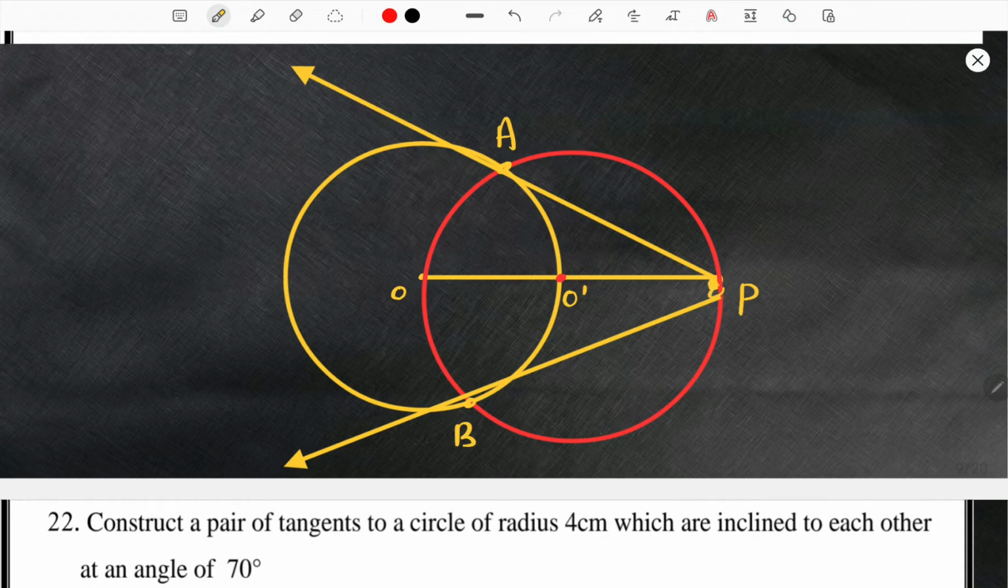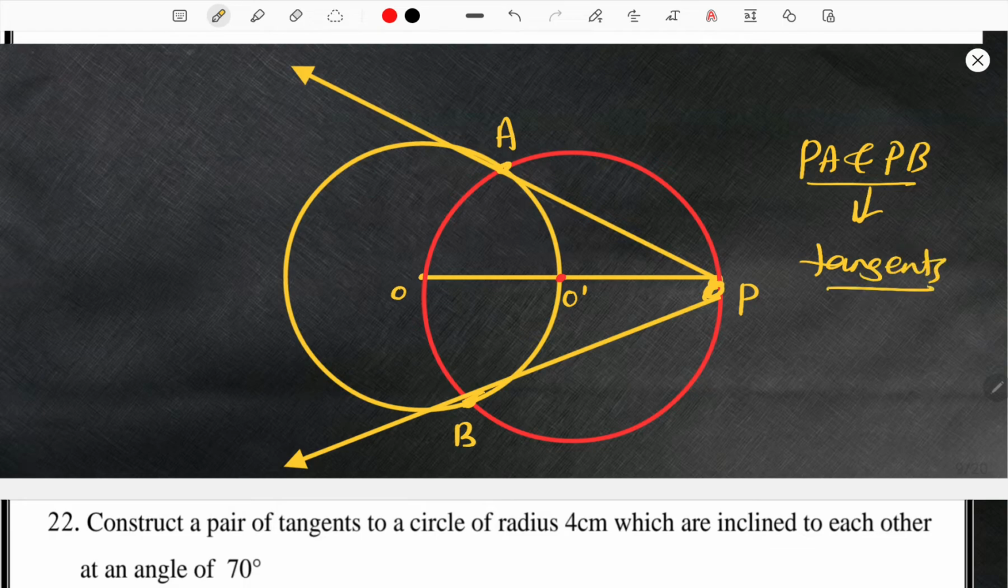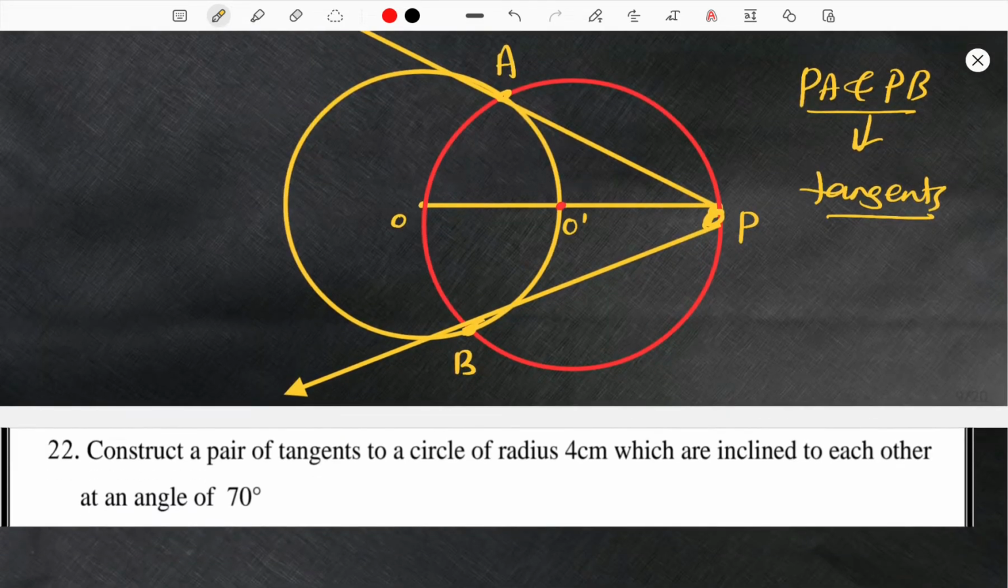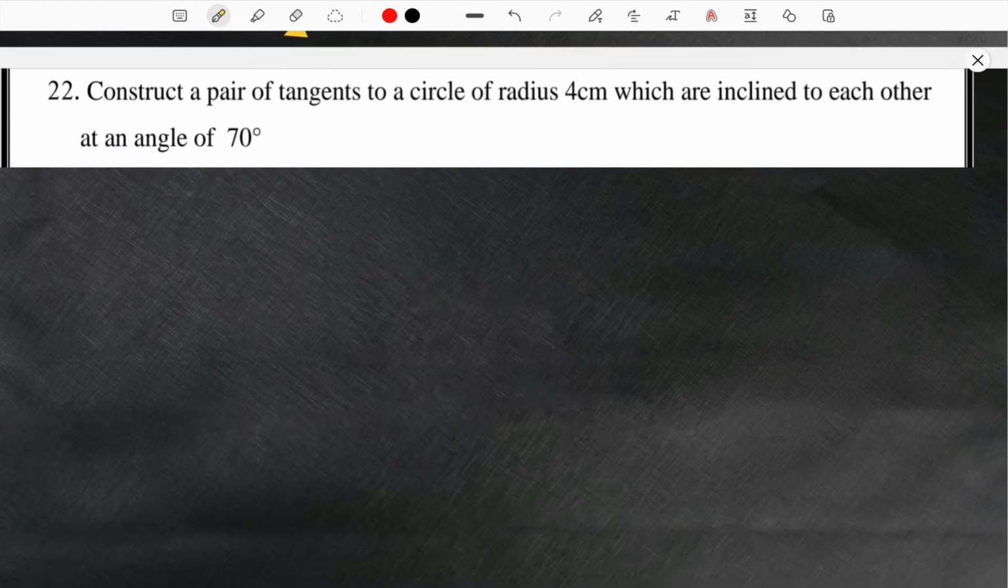Right, so here is the point P and we have got these two tangents. You write here PA and PB. Whatever PA and PB are there now, these are called tangents. That's it. Make sure that you are doing it carefully with the help of scale and compass. All right, fine. Then moving forward to the next question.